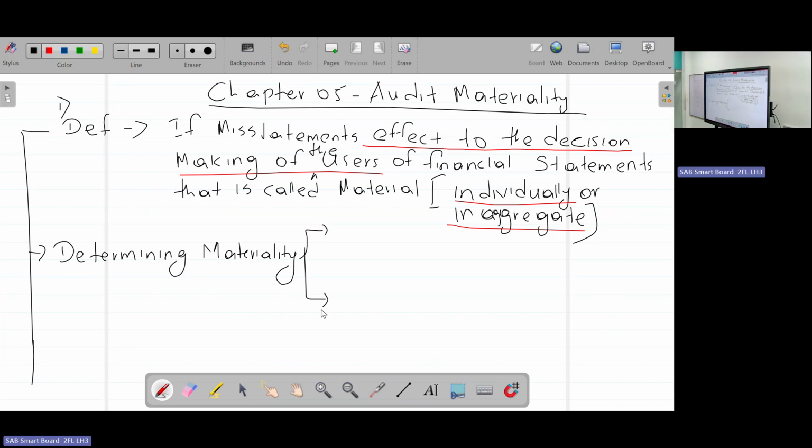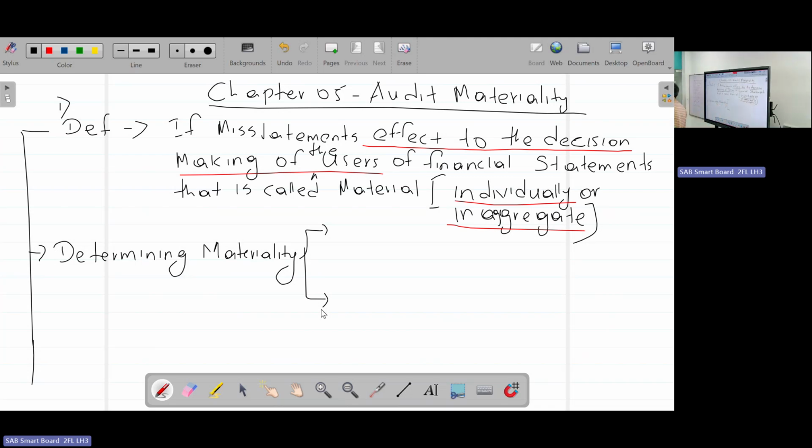Determining material. So what is meant by determining material? You know what is meant by material. If an amount on the statement affects the decision making of financial statement users, that is called material. Clear? Now the next step: how to determine the material?